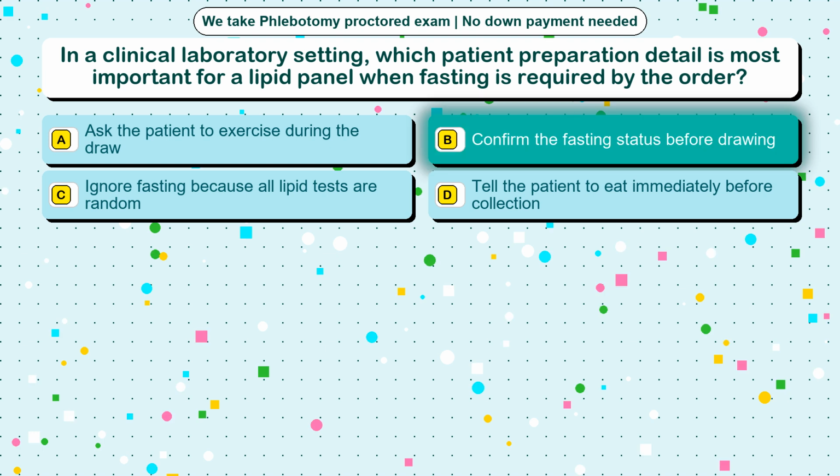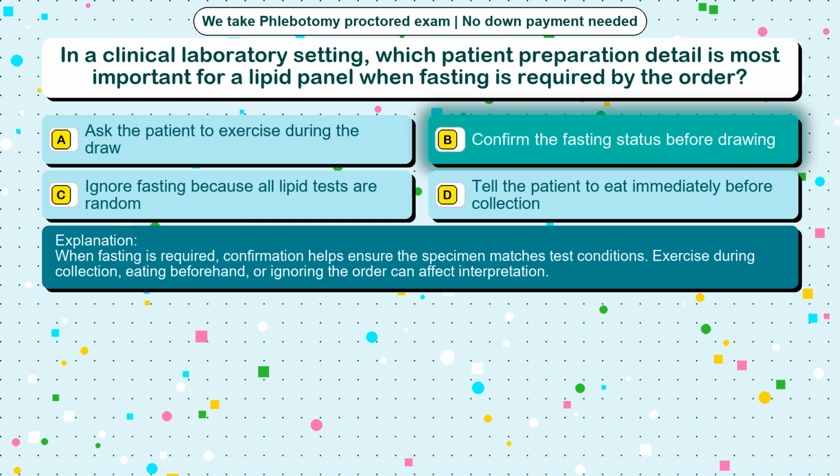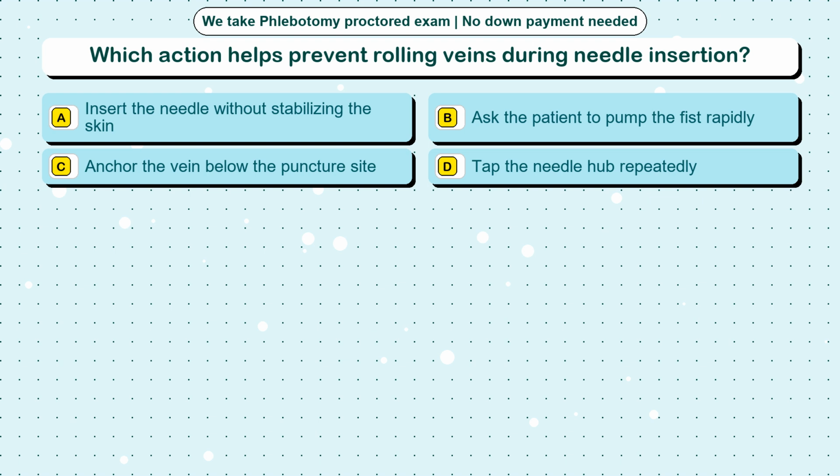The correct answer is option B. Confirm the fasting status before drawing. When fasting is required, confirmation helps ensure the specimen matches test conditions. Exercise during collection, eating beforehand, or ignoring the order can affect interpretation. Question 100. Which action helps prevent rolling veins during needle insertion?